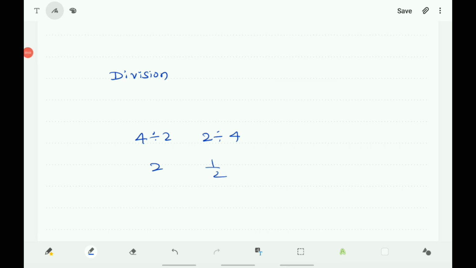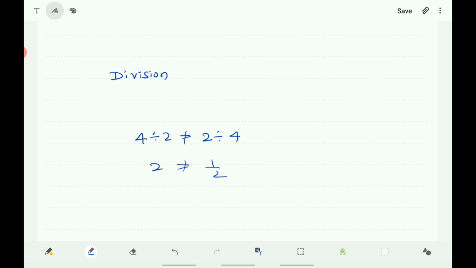Now, let us verify whether division is commutative or not for the set of integers. You take any two integers. So, you take 4 and 2. If 4 is divided by 2, that is 2. If 2 is divided by 4, that is 1 by 2. You know that 2 is not equal to 1 by 2. Therefore, 4 divided by 2 is not equal to 2 divided by 4. Therefore, you can conclude that here the division is not commutative for integers.